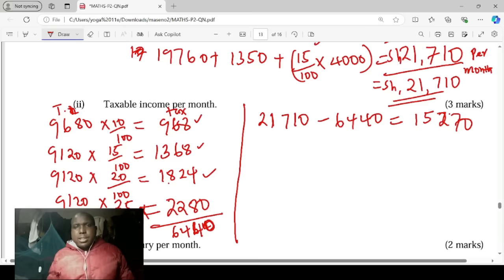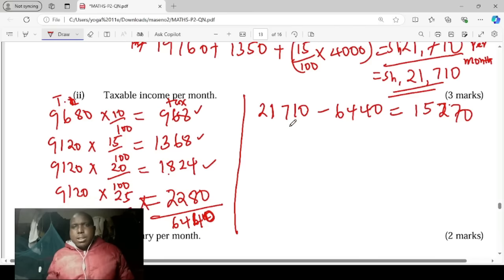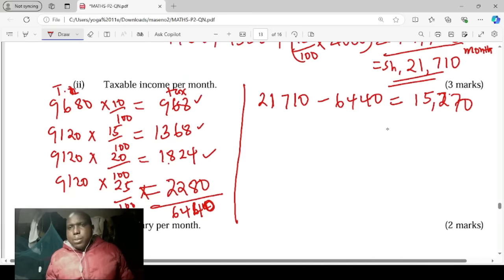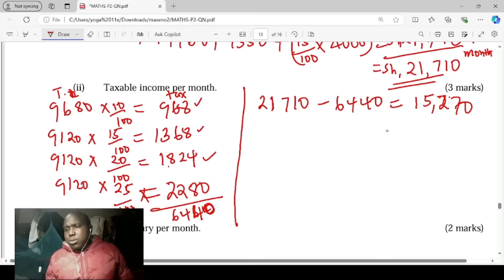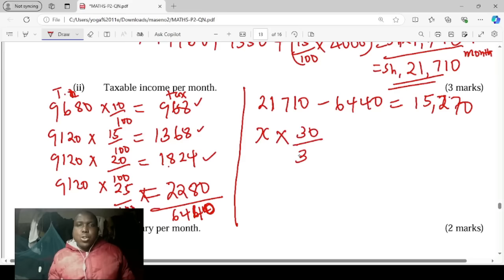Now next, ukisubtract unapata ni 15,270. Now tunataka kujua what amount yenye ilipeana hii tax, amount of money that yenye, so x times next slab ilikuwa 30 kwa sababu hiyo ndio over 30, over 100 will give us 15,270.